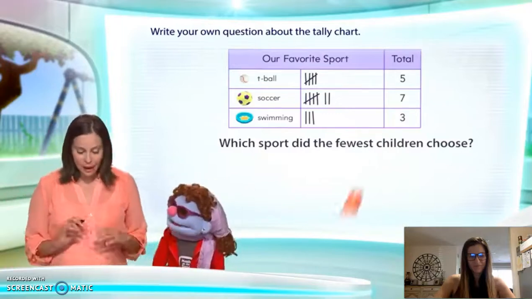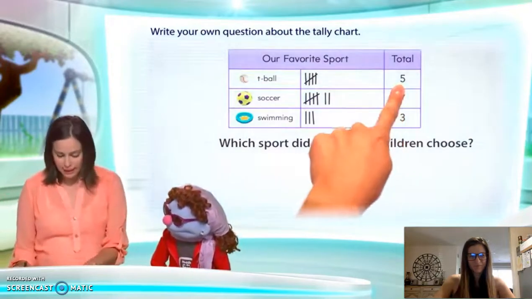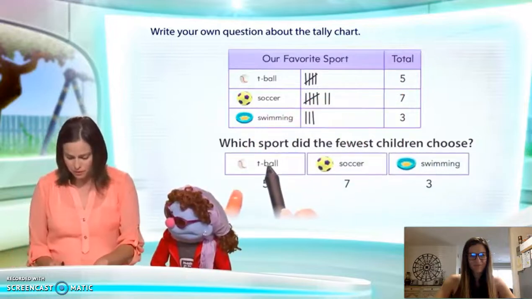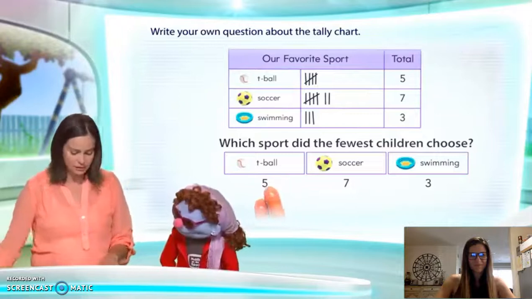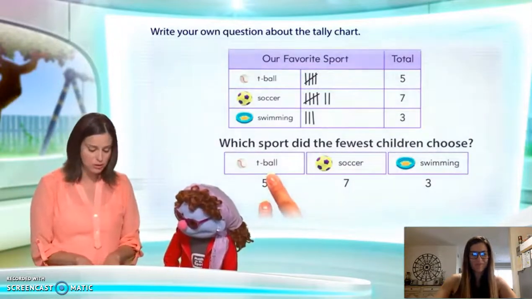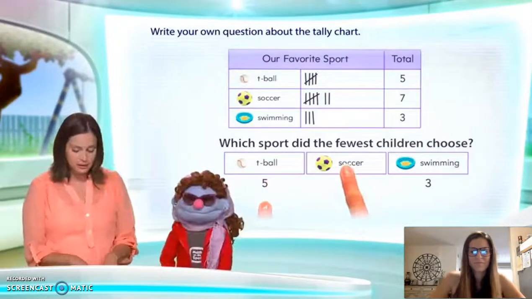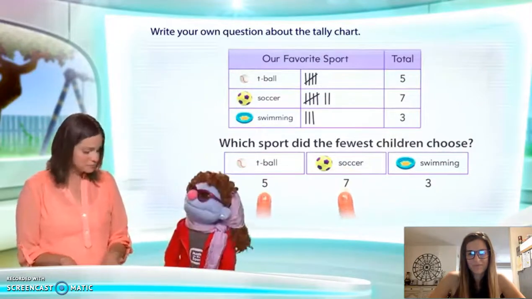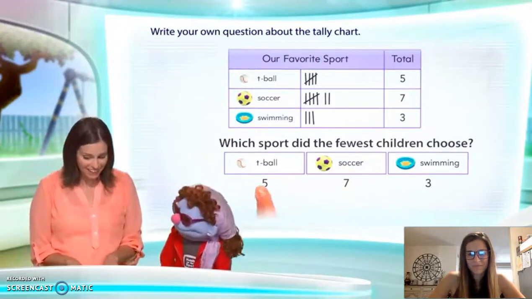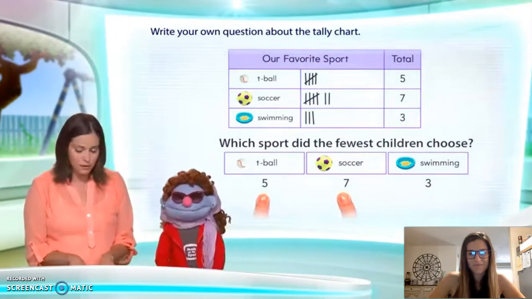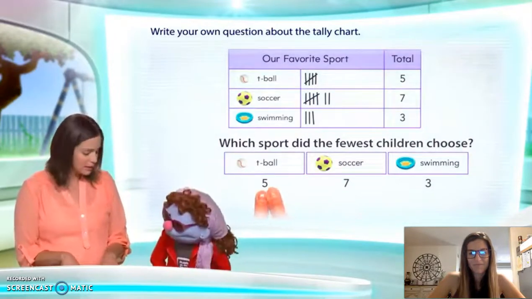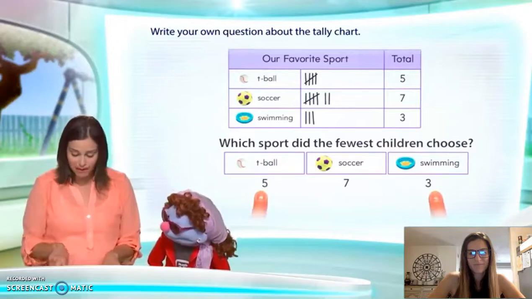Yeah. Now, let's see. I'm just going to organize my information a little bit better down here. Okay, we know that 5 children chose t-ball. Yes. 7 chose soccer. Now, 5 is less than 7. Yes, it is. And we're trying to find the fewest. Okay. So we're going to look at now 5 and 3.